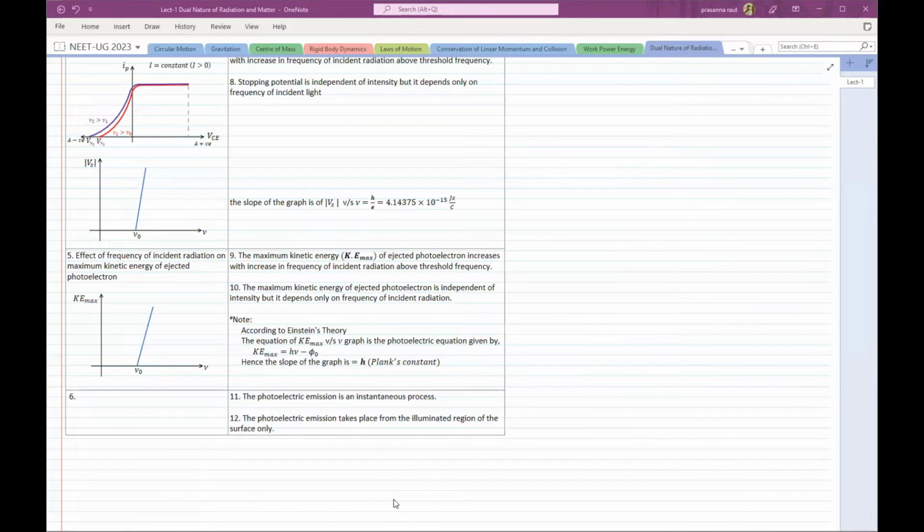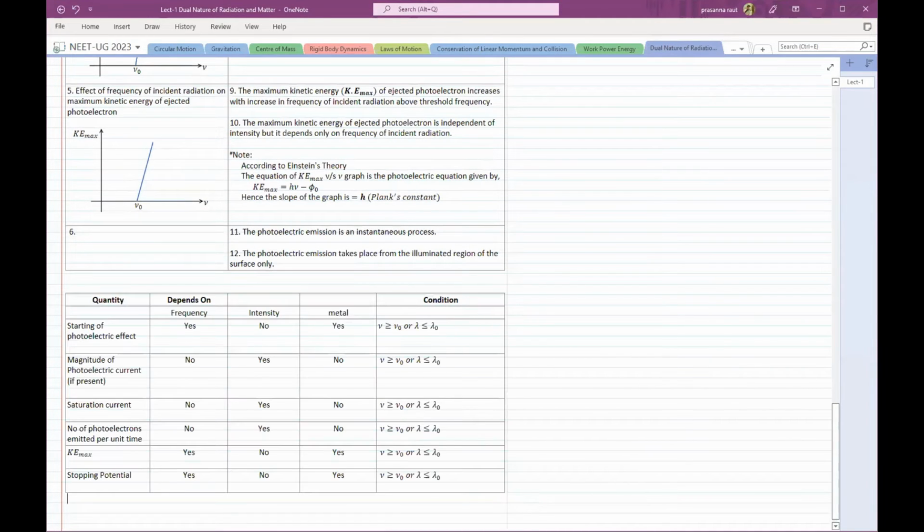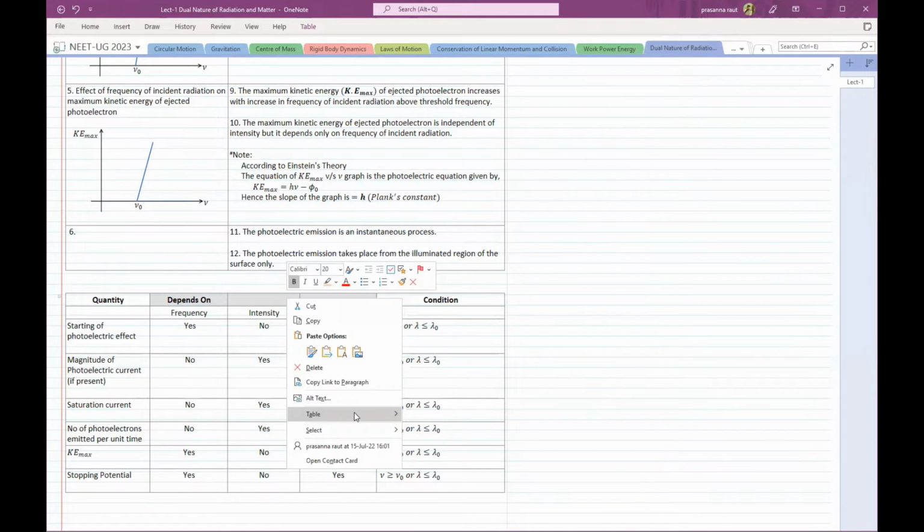Next to this, let's make a chart of some quantities and their dependencies. See what the quantities and dependencies are here, of course quantities in photoelectric effect. So in case of photoelectric effect, we can make a chart like this: quantity, it depends on, and condition. Under depends on, we write intensity, frequency or intensity.